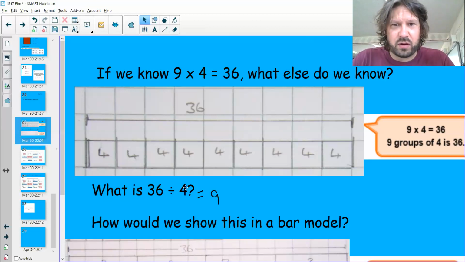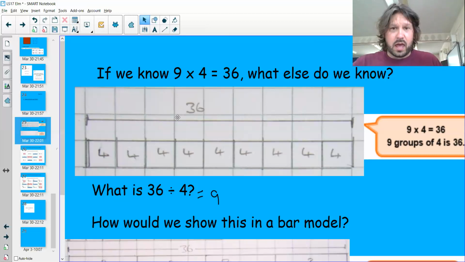What is 36 divided by 4? Well, 36 divided by 4 is 9. Easy. Having known that, now we can use our fact family to create a bar model. This is a bar model, and quite simply, it's because it's made out of a bar. 36 is the total amount, and if each one's 4, how many boxes are there? You're right, it's 9.